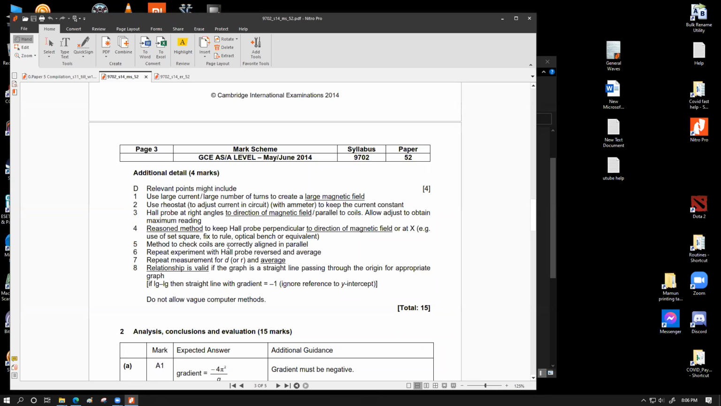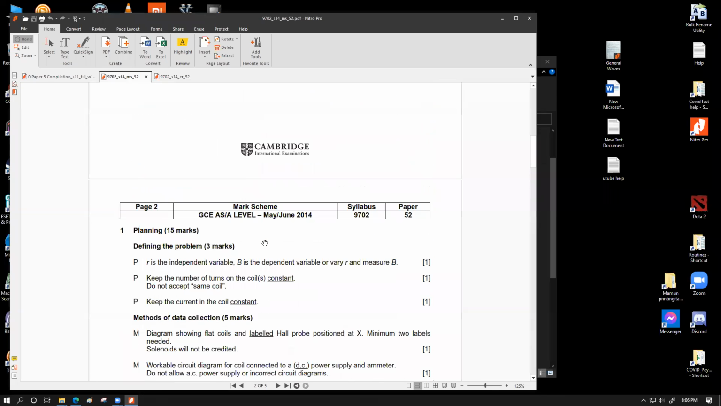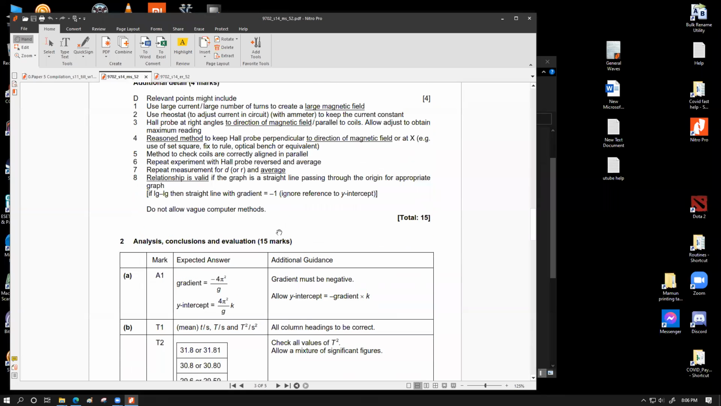Method to check coils are correctly aligned in parallel. This is something that I said, that the gap between the 2 coils should be made sure to be equal in all the places, which you can do by multiple iterations of checking. Repeat measurements of D or R and average. We talked about this as well. You should validate the graph is a straight line through the origin. For a graph, do not allow a computer method. I think it pretty much makes sense.